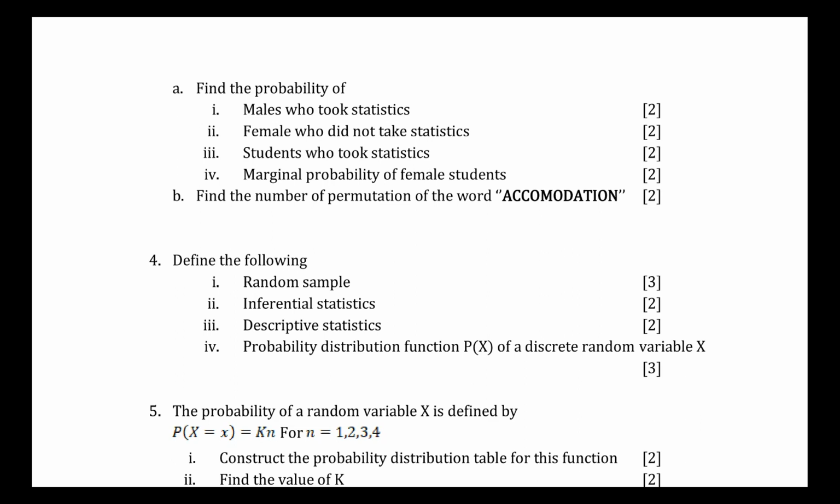Hello? Hi. I'm saying, how many letters are in the word accommodation? There are 12. So the permutation is 12 factorial. I'm sure you know how to do factorial, right? Yes, I do.